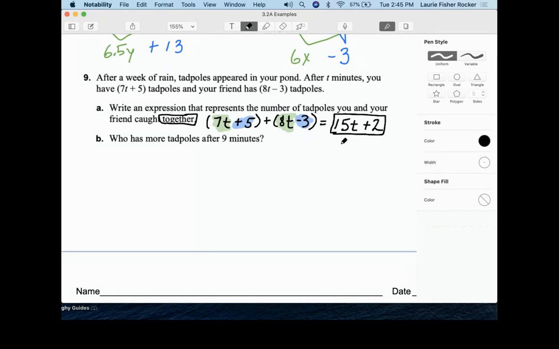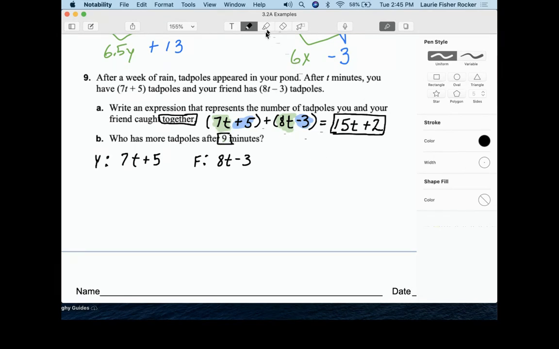Now, the second part actually asks a different problem. Who has more tadpoles after 9 minutes? So you're going to have to look at each of these expressions differently. So you had 7T plus 5 tadpoles. Your friend had 8T minus 3 tadpoles. And the T is the number of minutes. So now they're telling you that T is 9.